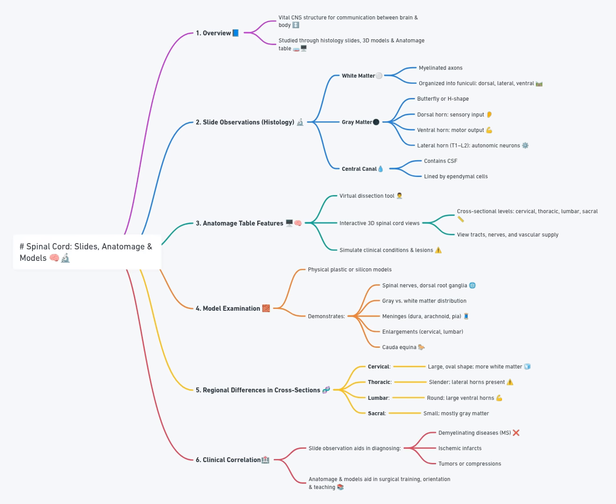Now shift to the Anatomage interface and highlight individual tracts. Activate the corticospinal tract overlay. You'll see it originating in the cerebral cortex, descending through the internal capsule, brainstem, and then into the spinal cord's lateral funiculus, where it synapses with lower motor neurons.